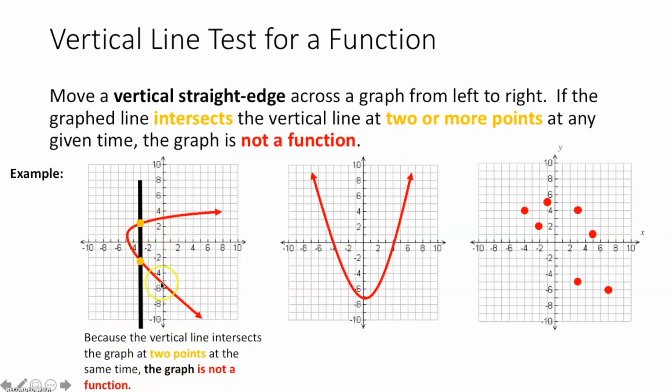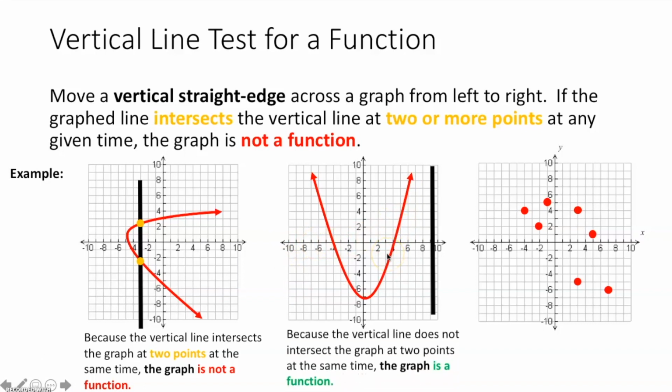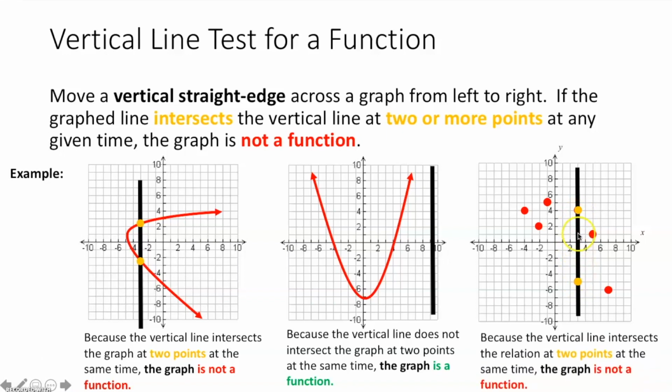And I could have picked a number of points for this one. Here, doing the same thing, I take a vertical line and I'm going to move it across the graph from left to right. And do I ever hit 2 points at the same time on my vertical line? No, I don't. Therefore, this is going to be a function. What about here? Let's take our vertical line and we're going to move it across this relation, this set of ordered pairs. If I move it across, I hit 2 points at the same time, meaning both of these points have an x value of 3. Therefore, this is not going to be a function. It does not pass the vertical line test.